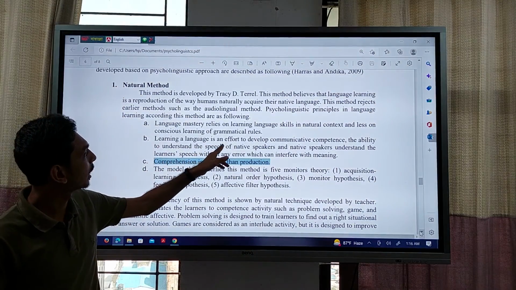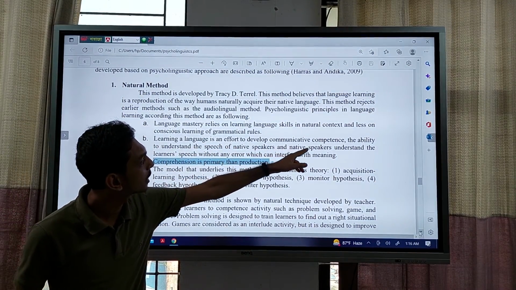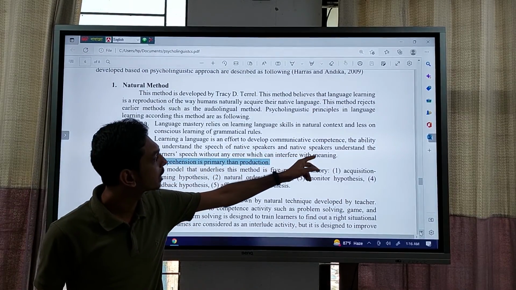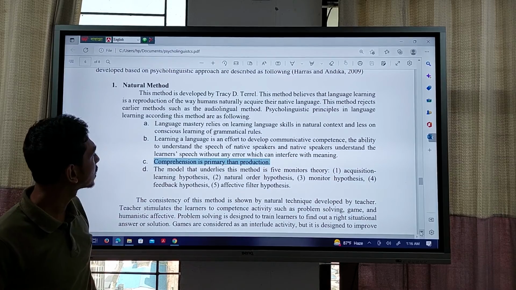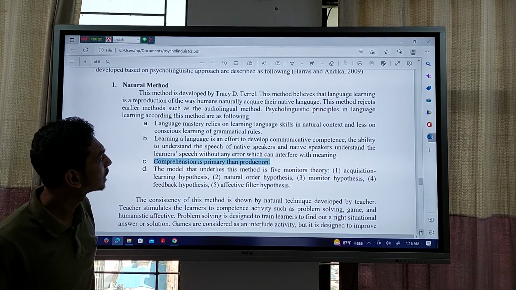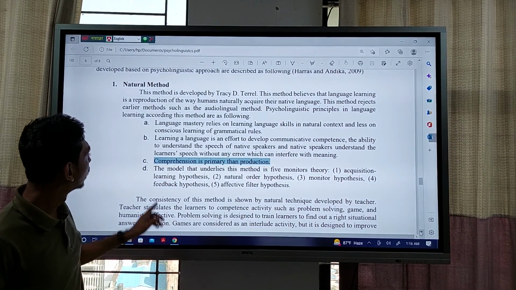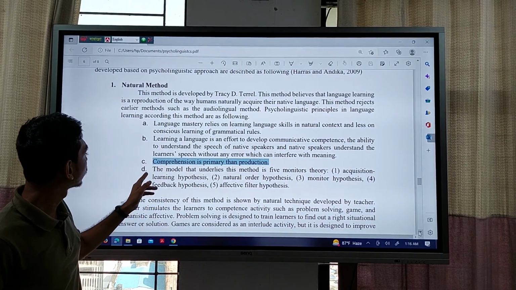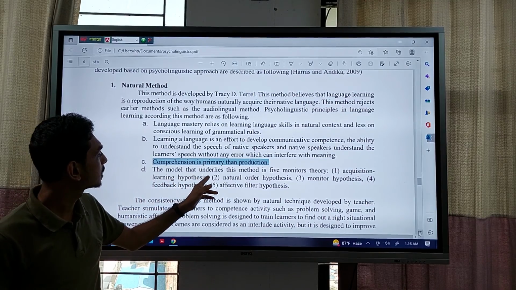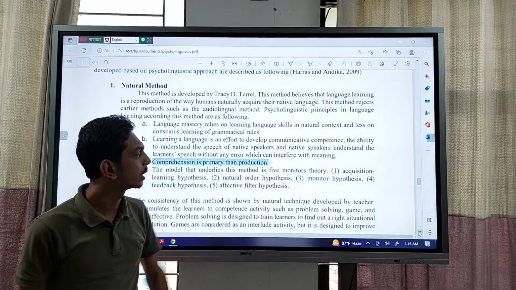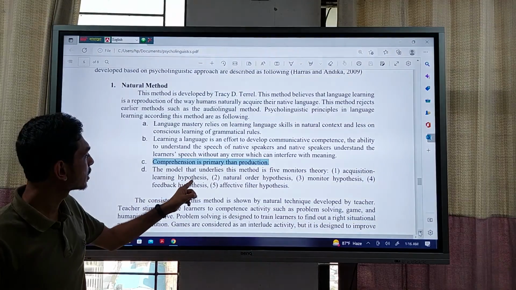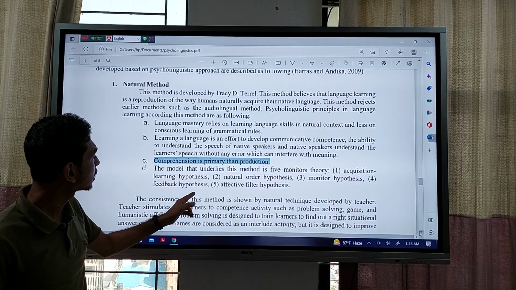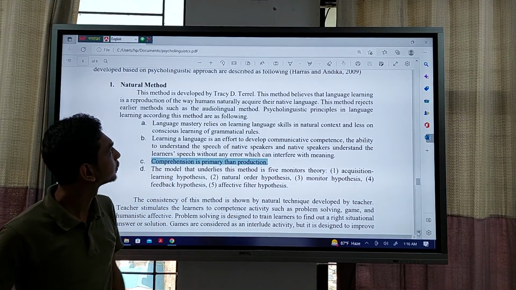Learning a language is an effort to develop communicative competence: the ability to understand the speech of native speakers, and native speakers understand the learner's speech without any error which can interfere with meaning. Comprehension is primary over production. The fourth is the model that underlies this method, the 5 monitors theory: acquisition learning hypothesis, natural order hypothesis, monitor hypothesis, feedback hypothesis, affective filter hypothesis.